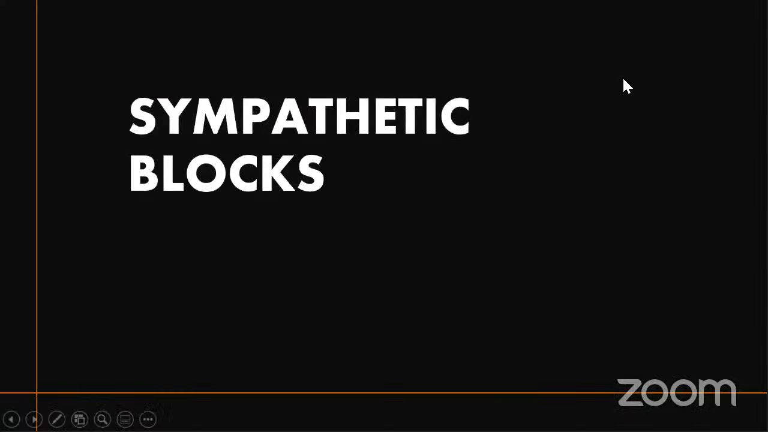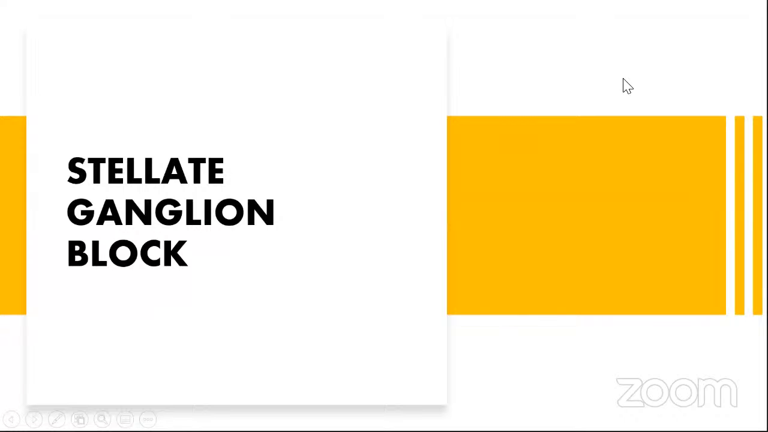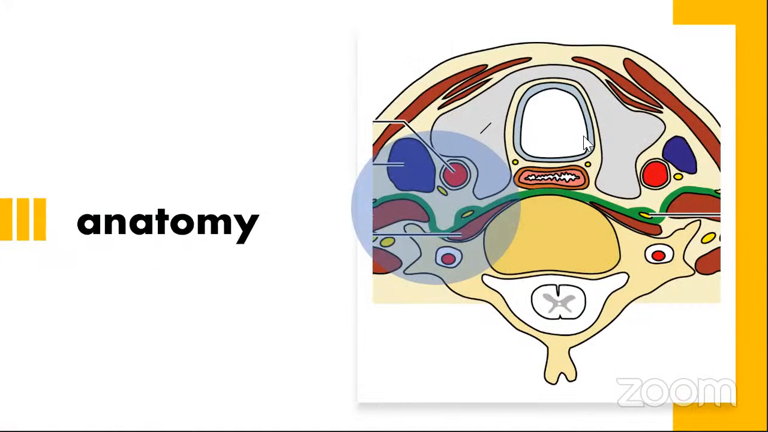So coming to the sympathetic blocks, we first discussed the stellate ganglion block. Now you can see the neck is a very compact structure which has the aerodigestive and neurovascular structures all in one. And you need to carefully place your needle very close to the very minute structure, the stellate ganglion.